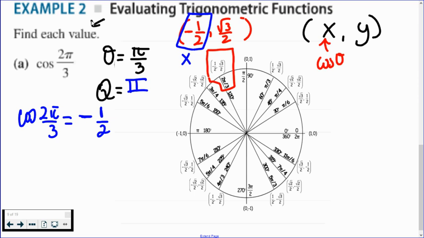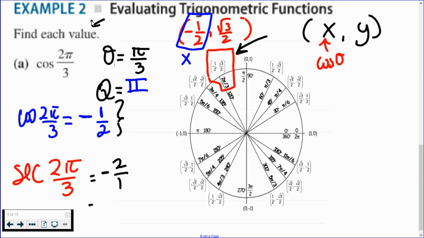Let's say that I change the question a little bit. And instead of asking you for cosine, I'm going to ask you for secant of the same value. So I come back to the same unit circle. I take the point and I do exactly this. Once I get to the point here, I know that secant is going to be the reciprocal of that. And what that means is that you take this fraction and you flip it over. So my final answer will be negative 2.